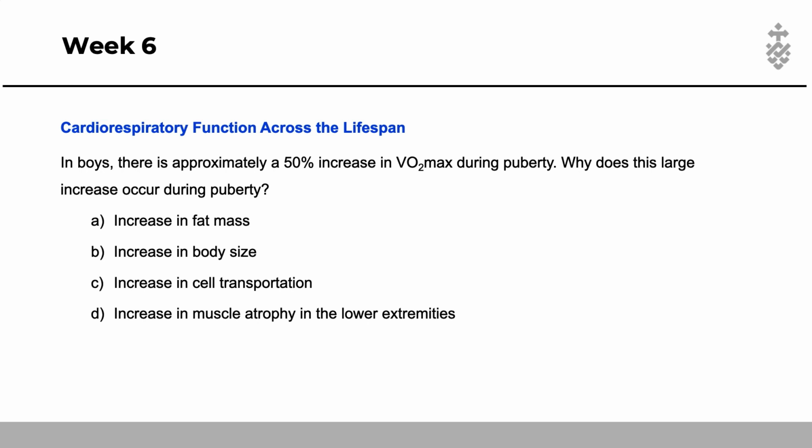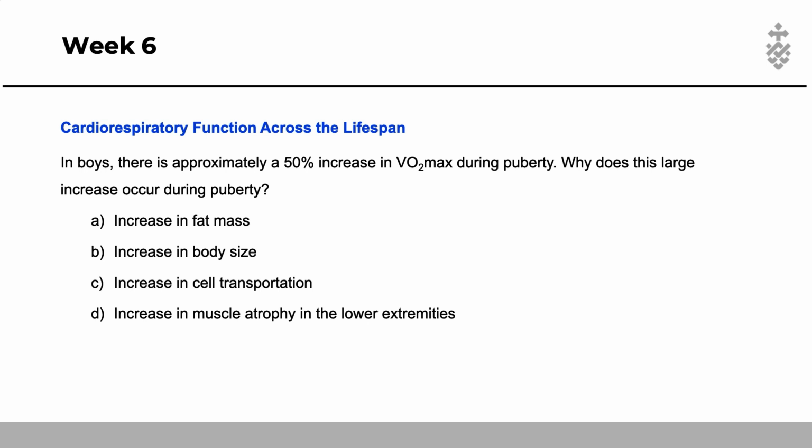Why does this large increase occur during puberty? Is it because of an increase in fat mass, an increase in body size, an increase in cell transportation, or an increase in muscle atrophy in the lower extremities? So straight away, I know it's not going to be D because atrophy means a decline or a disuse. So our muscles are getting bigger, not getting smaller during adolescence.